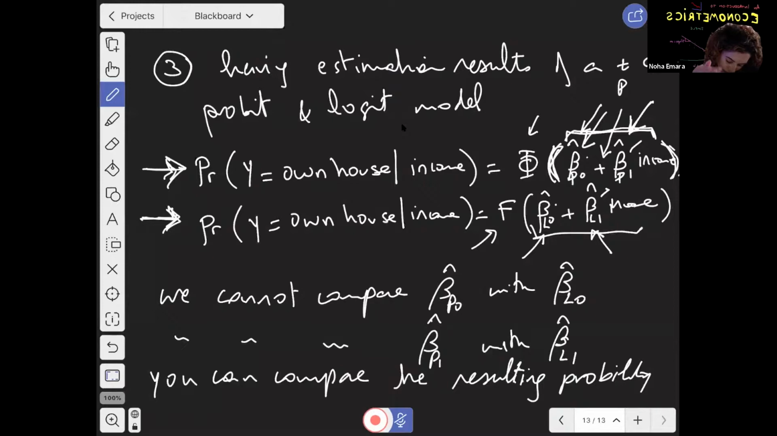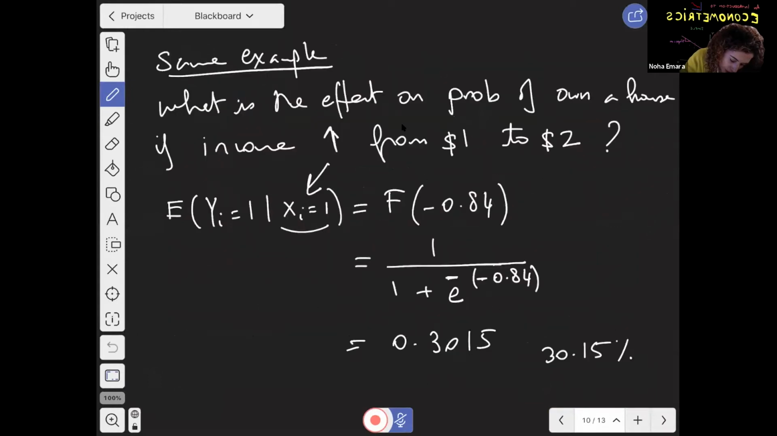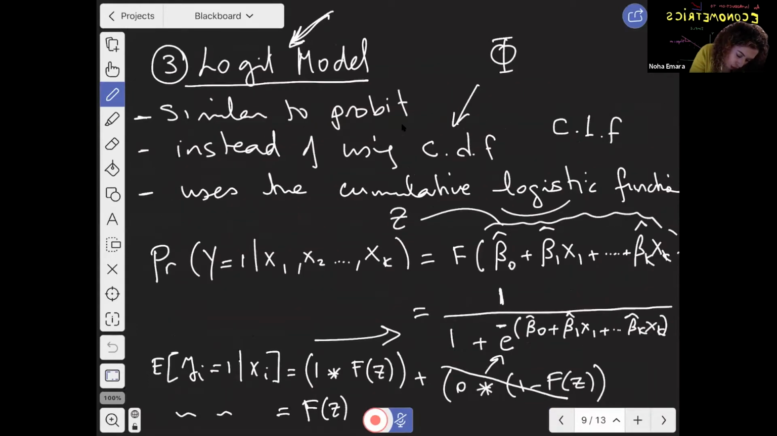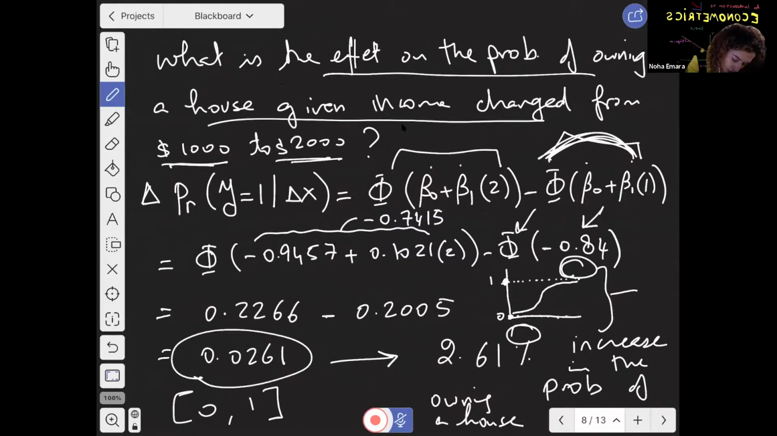The only thing that you really cannot do is use this coefficient and say, what happens if there is a 1 unit increase in income, and use this coefficient to interpret the probability? No, I have to do it the same way that we have done it here. If I'm asking you the effect of a change from 1 to 2, what I need to do is plug in 2, plug in 1, and compute the difference to get the resulting probability. I can never just look at here and say, okay, a 1 unit increase implies 10.21%.